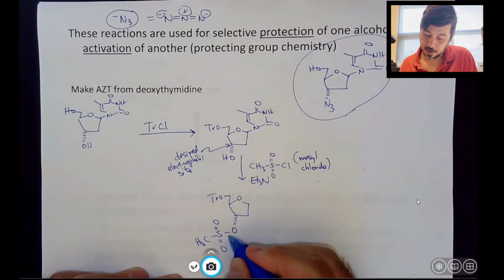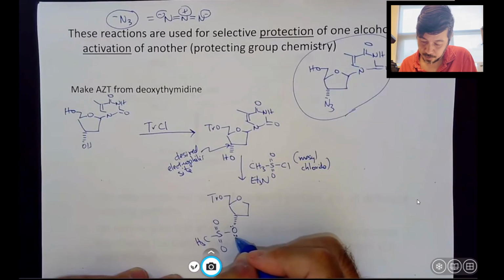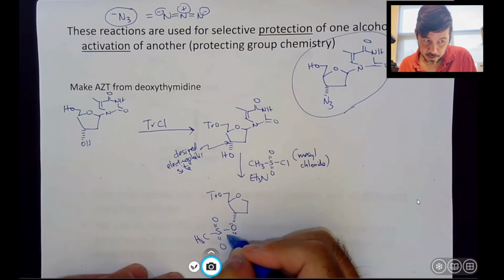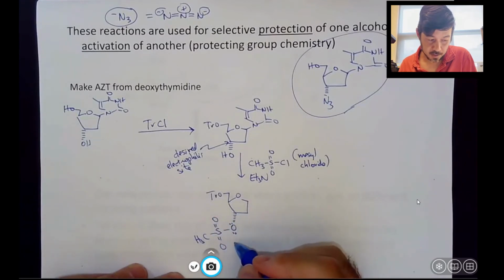And you can see here that this is actually now a good leaving group because you have the ability, I won't draw it in, but you can just follow the tip of my pen here, you have the ability to move electrons here and into this oxygen. In addition, you can move electrons here and into that oxygen. So this is actually a really good leaving group.